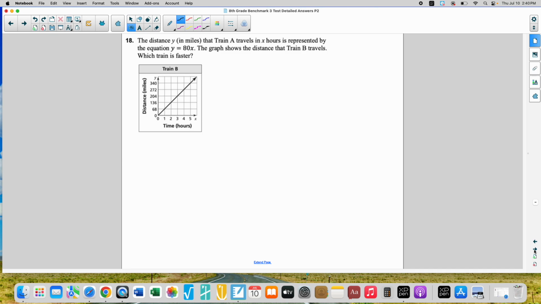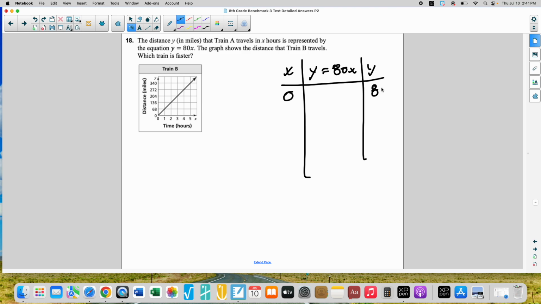Number 18, distance. The distance y in miles that train A travels in x hours is represented by the equation y equals 80x. So this is situation 1. If we input 0, we get 0, silly. Getting sloppy. Input 1 is going to be 80, 2 is going to be 160, etc. 3 is going to be 240.